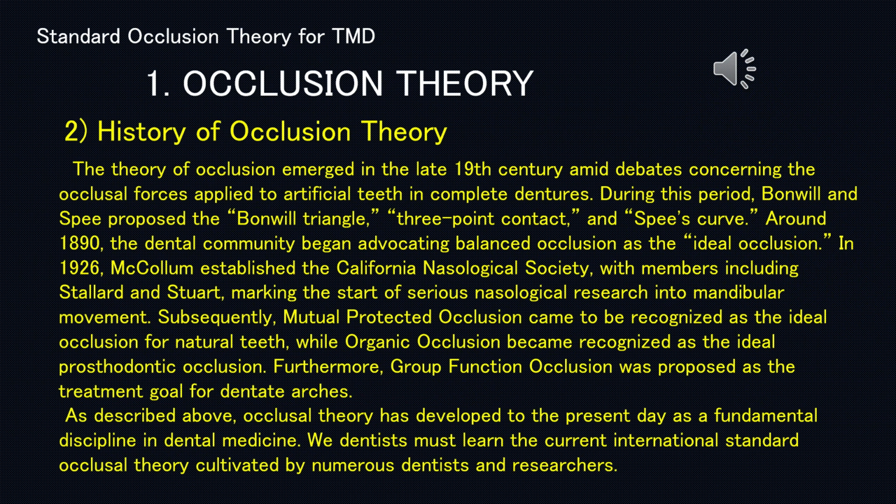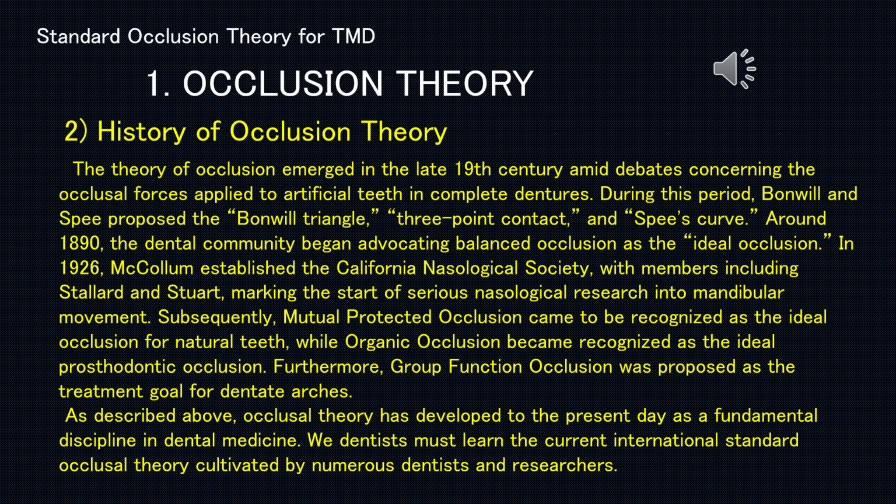2. History of occlusion theory. The theory of occlusion emerged in the late 19th century amid debates concerning the occlusal forces applied to artificial teeth in complete dentures. During this period, Bonwill and Spee proposed the Bonwill triangle, three-point contact, and Spee's curve. Around 1890, the dental community began advocating balanced occlusion as the ideal occlusion.